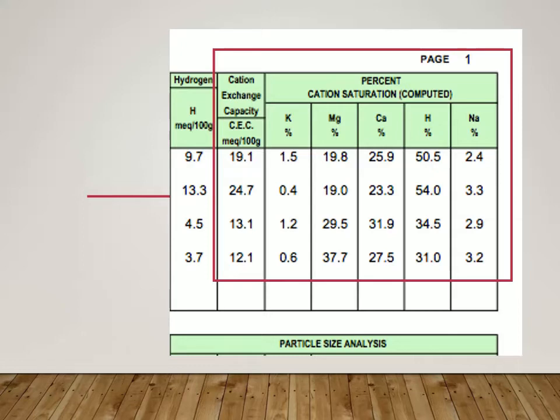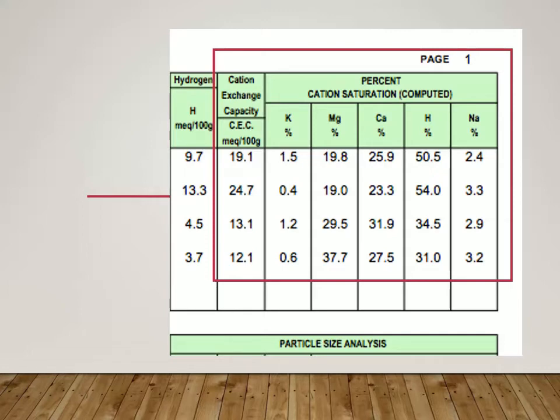And what's interesting is looking at these numbers. We've got 1.5, 0.4, 1.2, 0.6% of potassium, where potassium is supposed to be in the 4 to 8%. So potassium's a little bit low. Magnesium, on the other hand, is fairly high. We have two soil samples where one's at 29.5, and the other one's all the way up to 37, where usually it's no more than 25% magnesium, right? So we have a problem there.